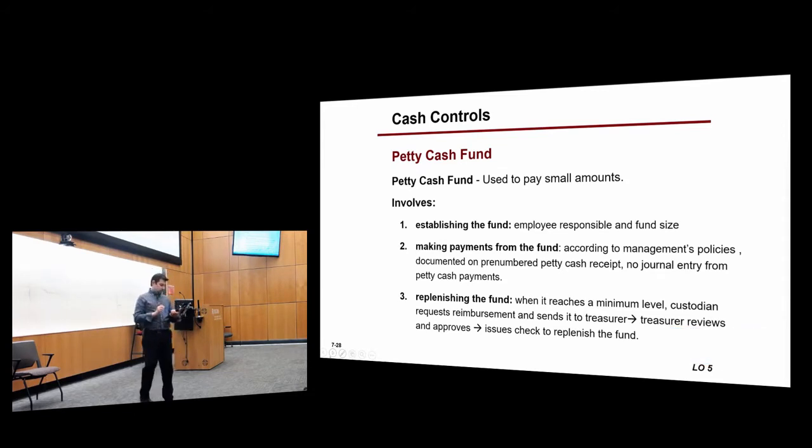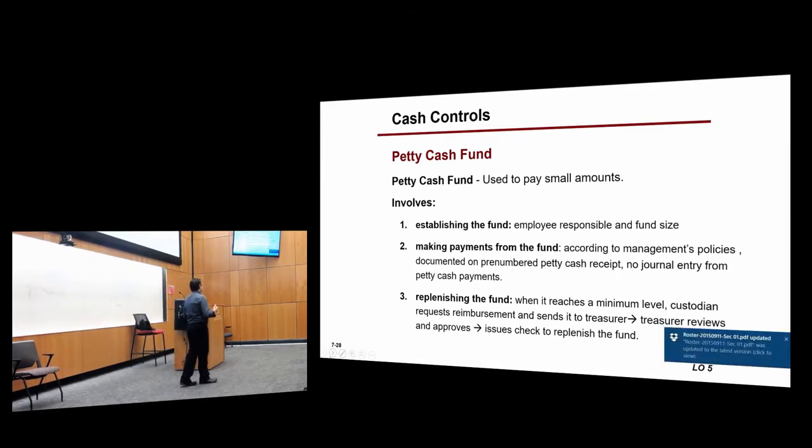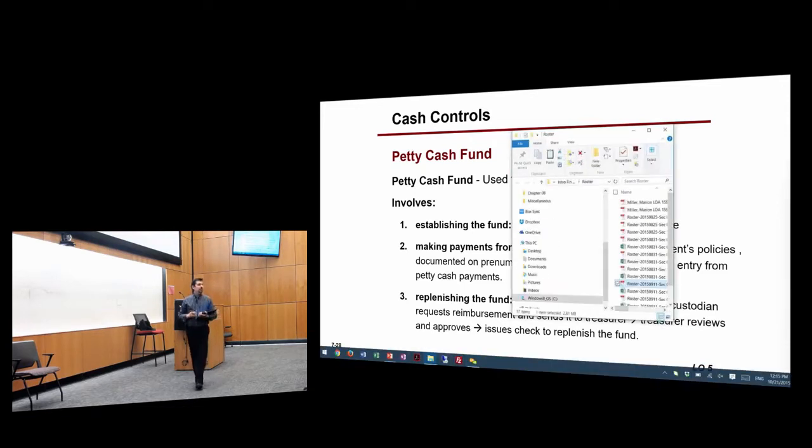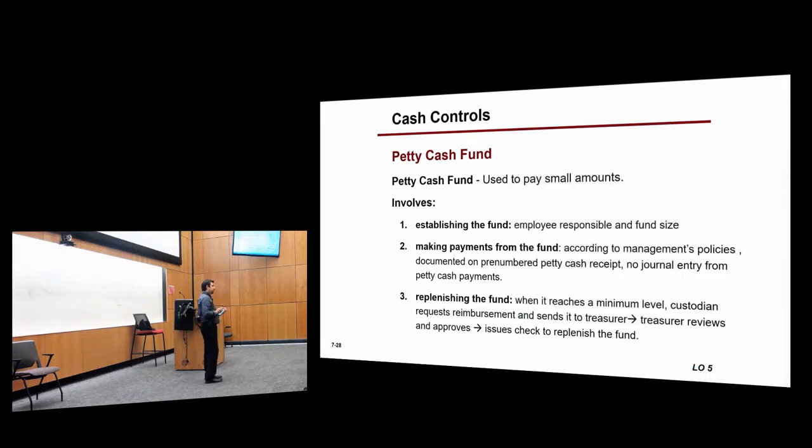That's the first step. And then you have when you make payments. So you start making payments from that fund. Again, for example, you bought pizza, you're going to use that petty cash fund to make the payment. You want to mail a letter, you're not going to go through the approval to mail a letter. Instead, you're just going to pay for the postage, right? So you make that payment from that petty cash fund.